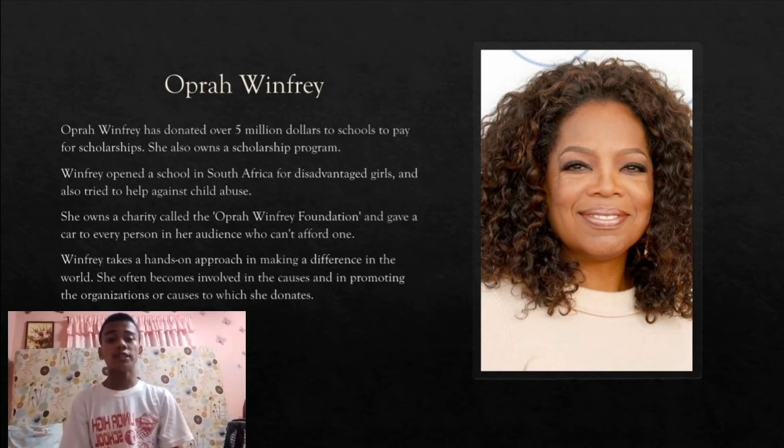Winfrey takes a hands-on approach in making a difference in the world. She often becomes involved in the causes and in promoting the organizations or causes to which she donates.